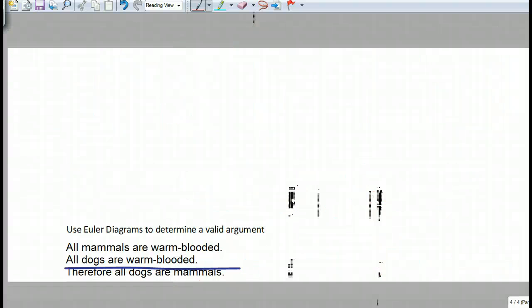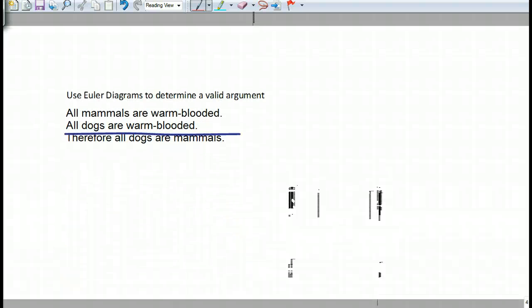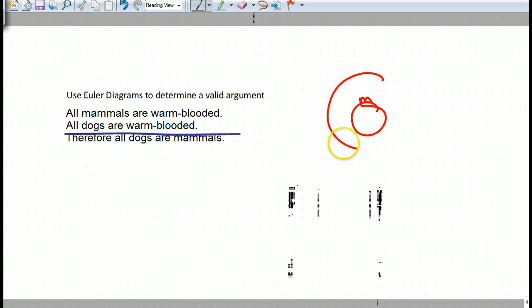All right, so let's go to the last one. This is an Euler diagram, and we have to use the Euler diagram to determine if it's valid or not. It says all mammals are warm-blooded. So if I have mammals, I'm going to put that inside a circle that's warm-blooded. And then it says all dogs are warm-blooded. So I need to make another circle for dogs.